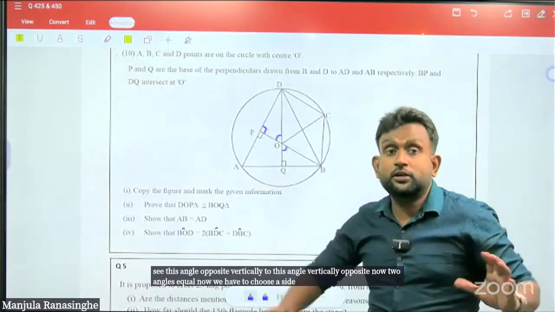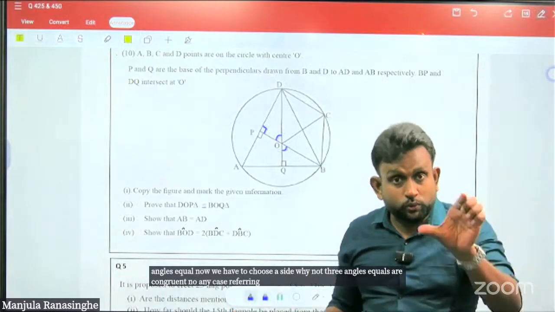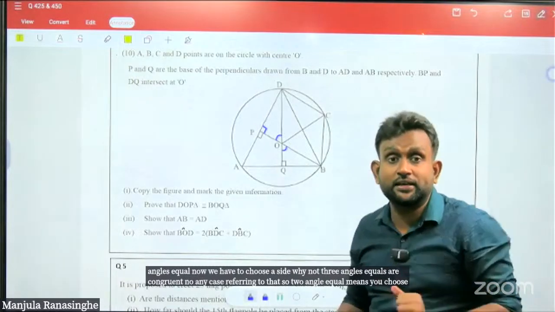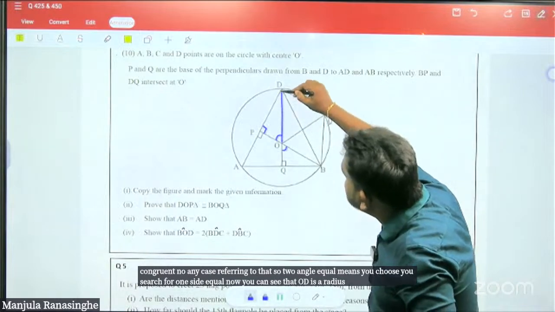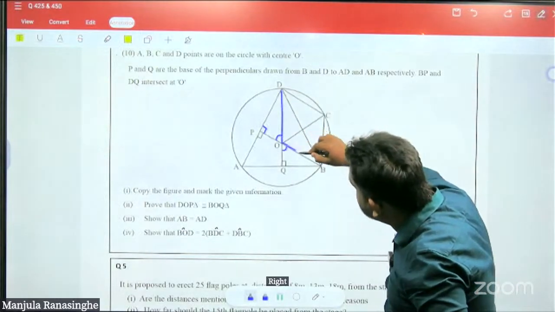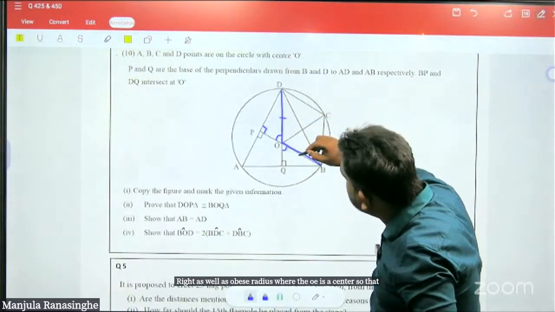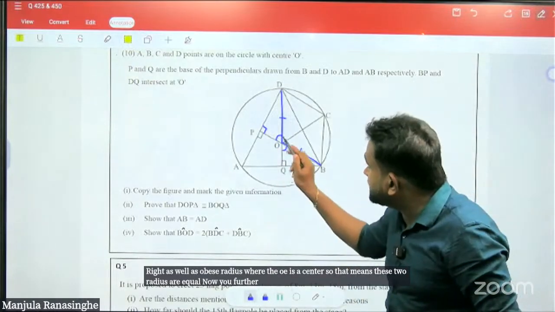Why are three equal angles not enough for congruency? No case refers to that. So with two angles equal, you search for one side equal. Now you can see that OD is a radius, as well as OB is a radius where O is the center. So these two radii are equal. Now you further check two angles and one side.